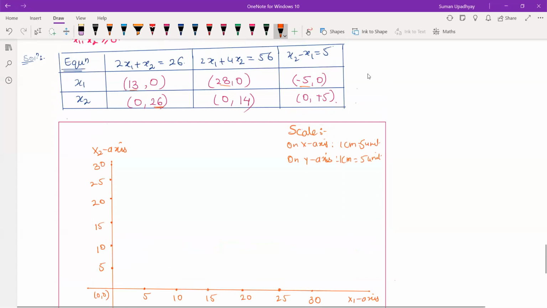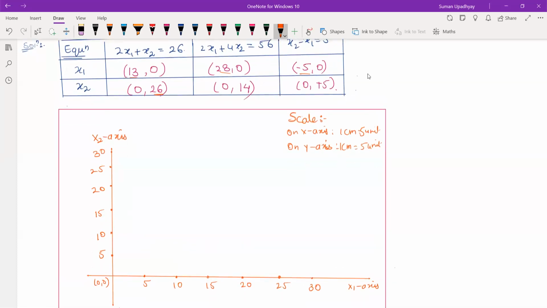Now you have to join them. First equation, 13,0 and 0,26. 13,0 will come over here. And the next point is 0,26, which will come over here. Now plot both the points and connect them. So this is your first line.